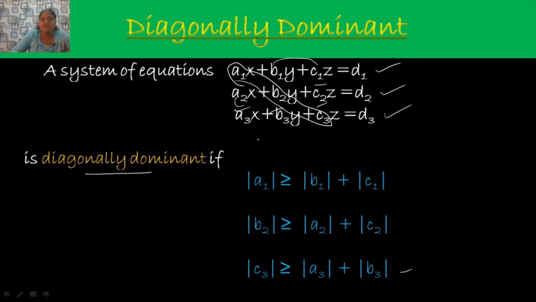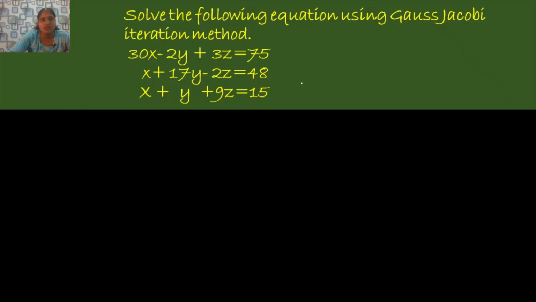That is the meaning of the diagonally dominant property: the coefficients of x, y, z are large compared with the other elements in that row. If so, we write the equations for x, y, z and solve them to get the solution of the given system of equations. With this short intro, let me now move on to an example. Solve the following equations using the Gauss-Jacobi iteration method.